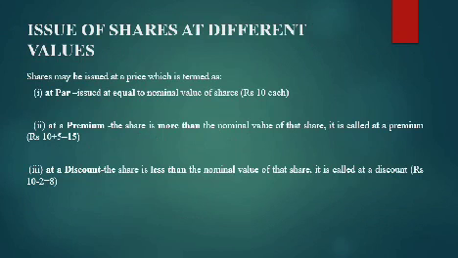The corporate company issues shares at different values. There are three ways of issuing shares: at par value, at a premium, and at a discount. Issue at par value is equal to the nominal value of shares. That is called par value. At a premium means the issue price is more than the nominal value of shares. And last is discount, which means the issue price is less than the nominal value of the share. It is called issue at a discount.